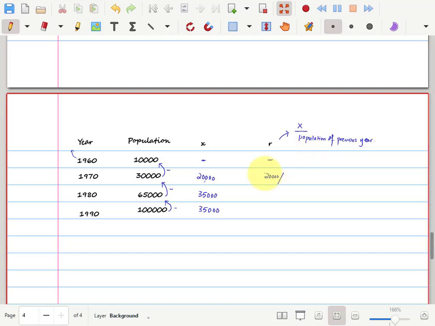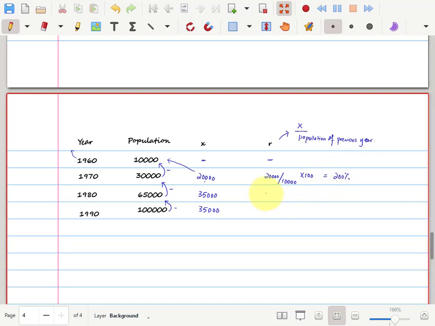Divided by population of previous year. What is the population of previous year? Population of previous year is 10,000. Got it? And then multiply that with 100 and you will get the answer in percentage, which is going to be 200%.